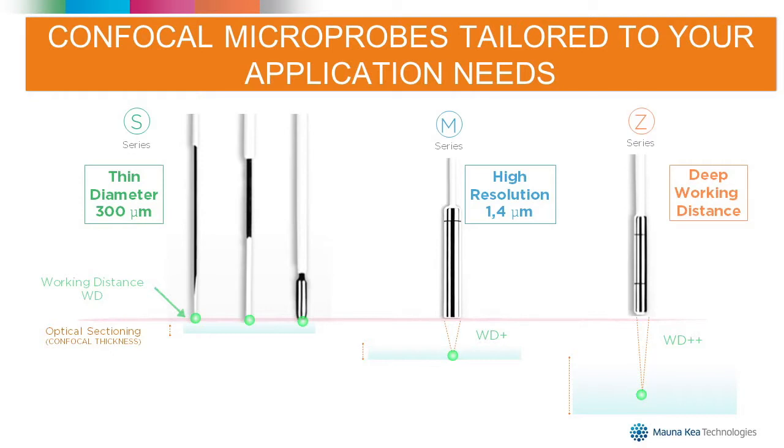So, depending on the application, depending on the biological phenomenon that you want to image, you can choose the best fit for your application. You have three types of confocal microprobes. The S series for surface imaging, the M series, those microprobes will image with a higher spatial resolution, down to 1.4 microns, and the Z series to image much deeper into the tissue, from 100 to 200 microns from the point of contact.